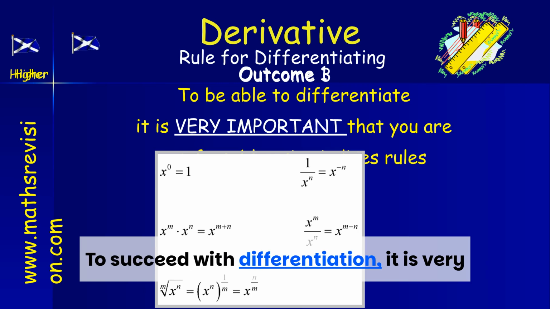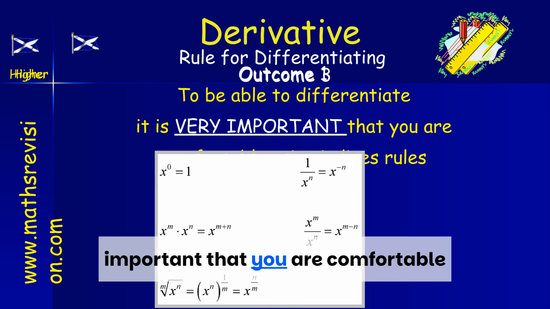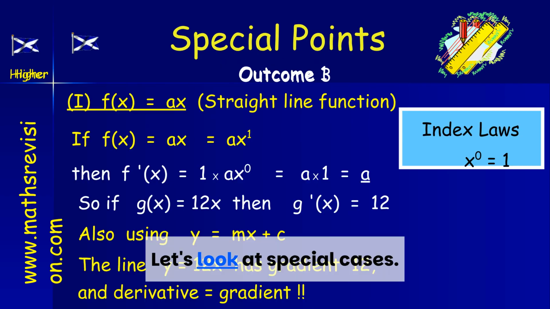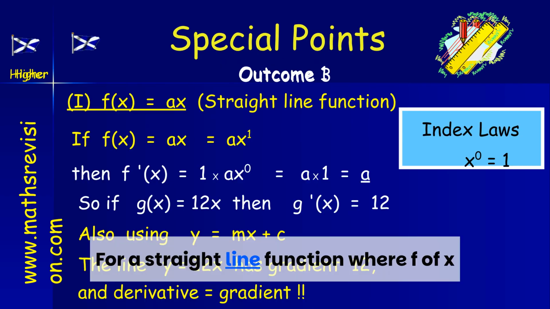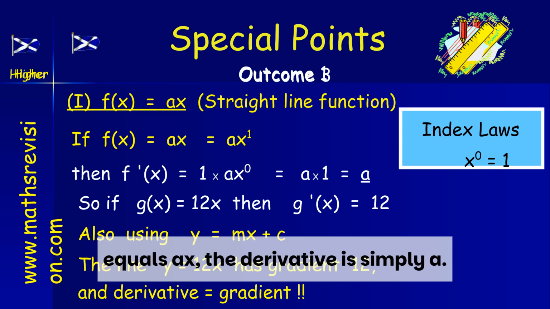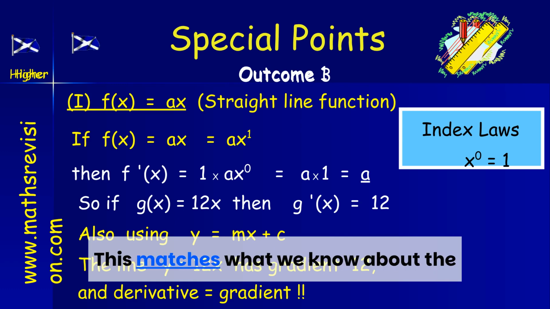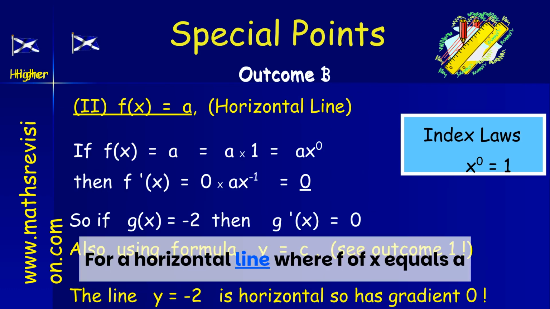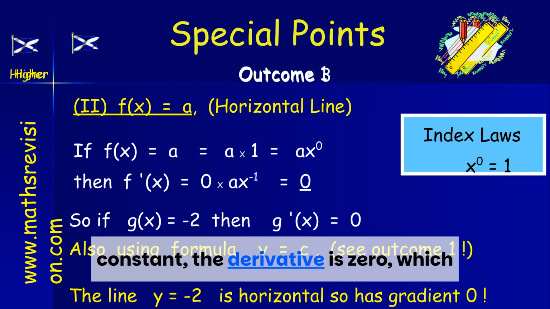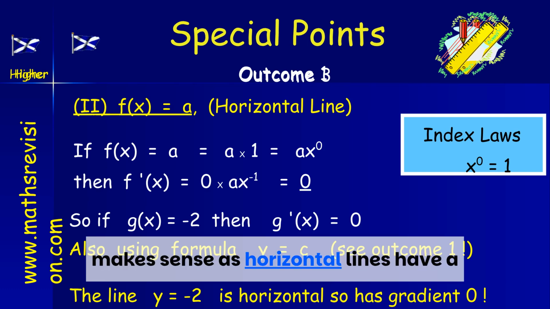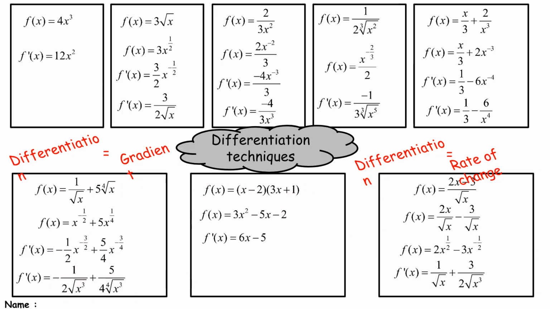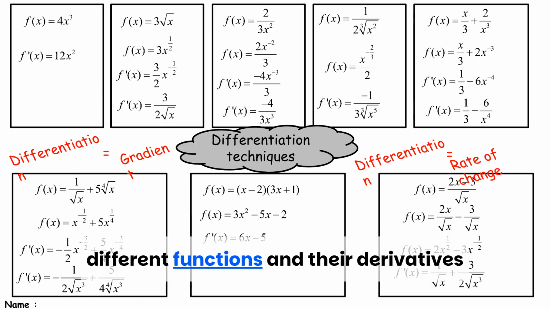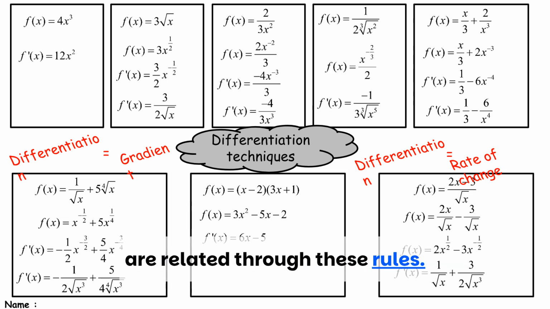To succeed with differentiation, it is very important that you are comfortable working with indices rules, as summarized here. Let's look at special cases. For a straight line function where f of x equals ax, the derivative is simply a. This matches what we know about the gradient of a linear equation. For a horizontal line where f of x equals a constant, the derivative is 0, which makes sense as horizontal lines have a gradient of 0. Here is a summary of various differentiation techniques, showing how different functions and their derivatives are related through these rules.